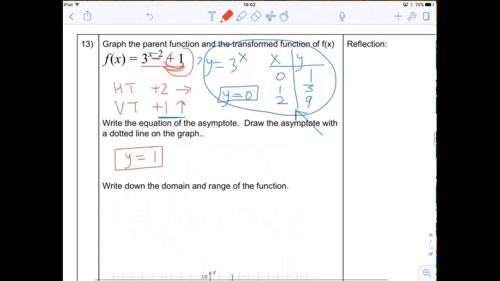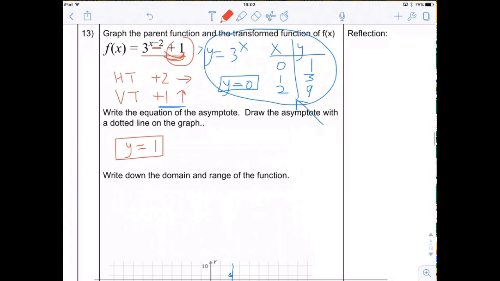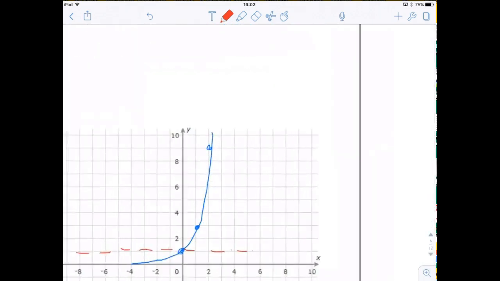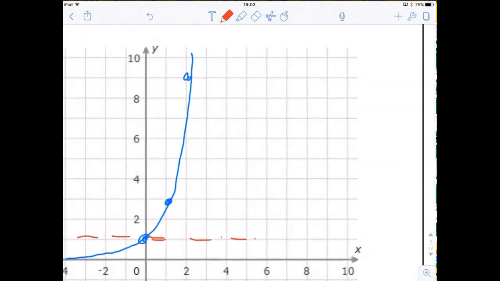The transformed function is the parent function, but it undergoes a translation, 2 to the right and 1 up. So let's take each one of these points and go 2 to the right and 1 up. Now I'm going to draw my transformed function. Notice the transformed function approaches the asymptote y equals 1, which is the dotted line here.